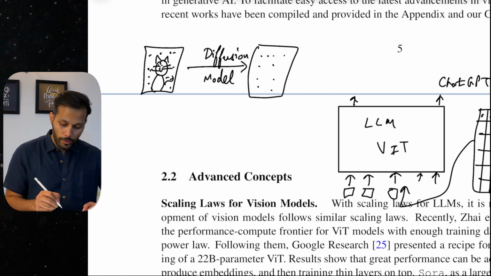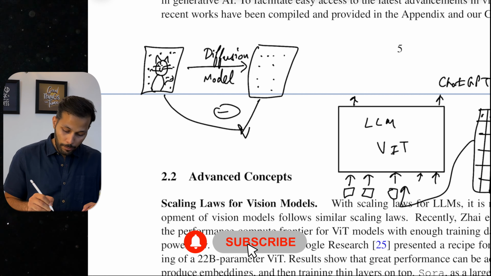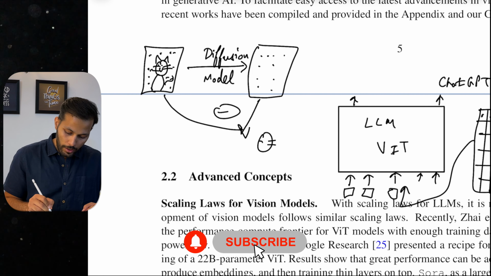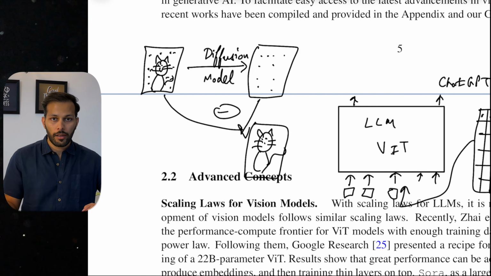Once you take the original image and subtract the noise from it, you actually get a good quality, cleaner image of a cat. And this is the whole high-level concept behind diffusion models.